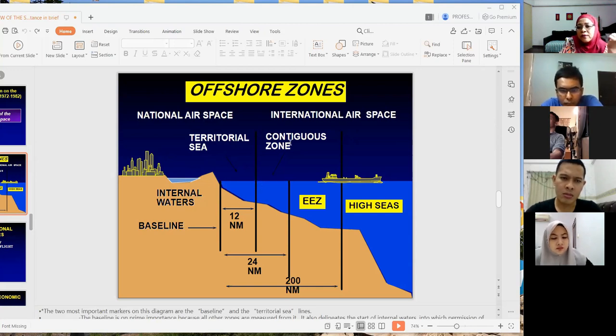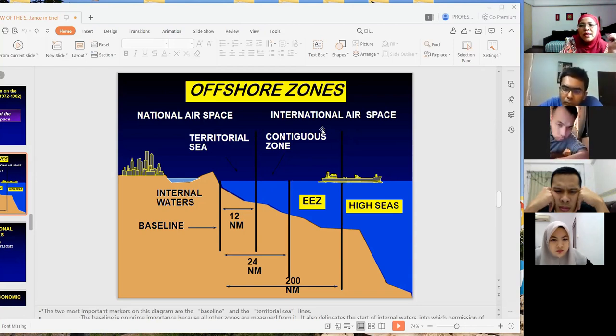Further down, they have continental shelf together with EEZ. This is usually when you are asked in questions to discuss a diagram, students always make a mistake over the continental shelf. Continental shelf always sits in the same length as the EEZ. It's not 12 nautical miles, contiguous zone 12 nautical miles, then 200 nautical miles. No, it has to be in one zone.